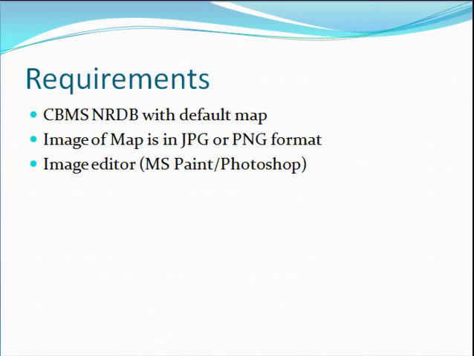The requirements of this are the CBMS NRDB with default map. So you must have installed your CBMS NRDB and you have seen your map. That is not the same with what you're adopting, the shapes you're adopting with your map. And then the image of map is in JPEG or PNG format. And you will have an image editor. It could be the MS Paint, Microsoft Paint, or Photoshop, or any program that can draw or edit a picture.